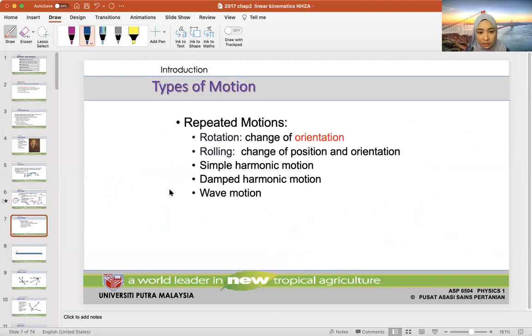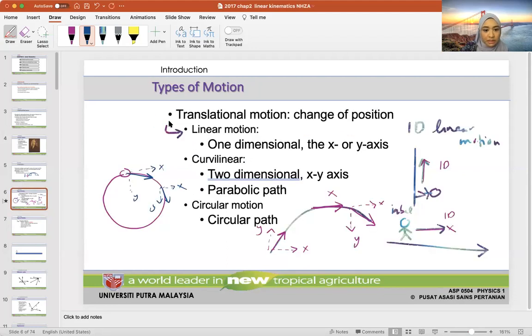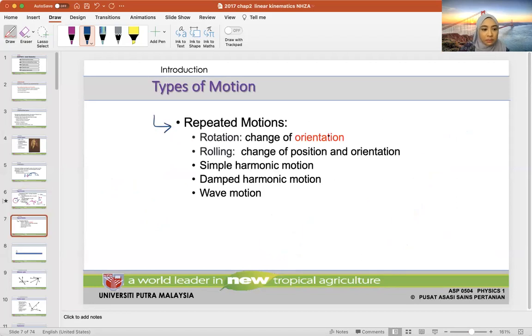So another type of motion is repeated motion. So tadi translational, ada linear, curvilinear, circular motion, and then now we have repeated motion. So repeated motion can be in the form of rotation such as your kipas, right? Kipas rotates dekat paksi dia. So it only rotates, it does not move to the right, does not move to the left. It's only there, but it rotates. So thank God it does not move to the right or left, kalau tak hilang kepala. So this is called rotation motion.